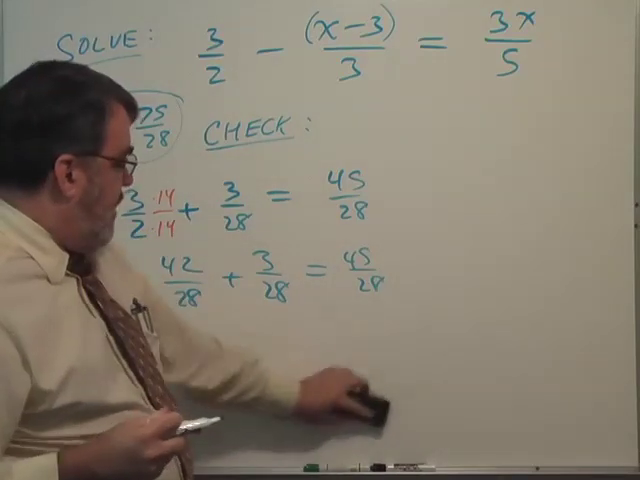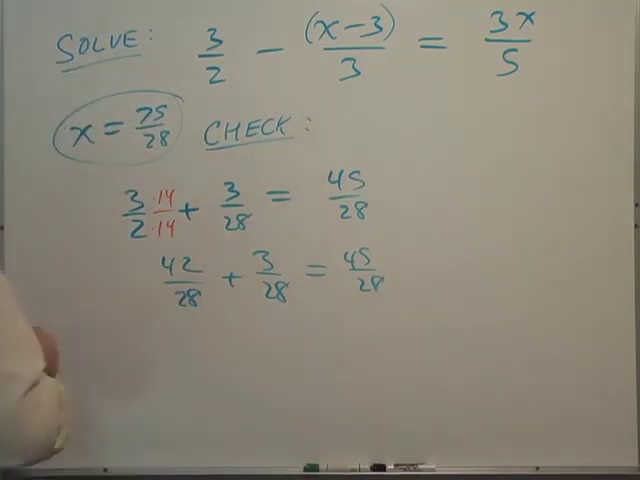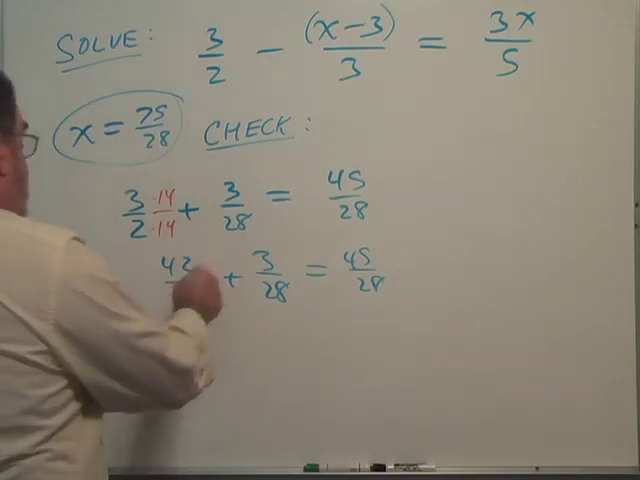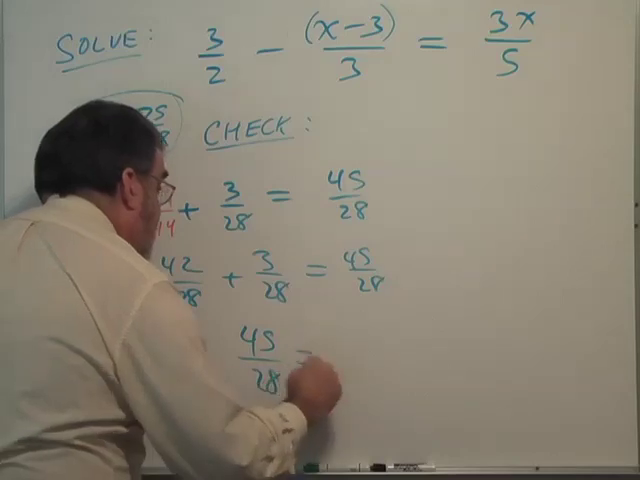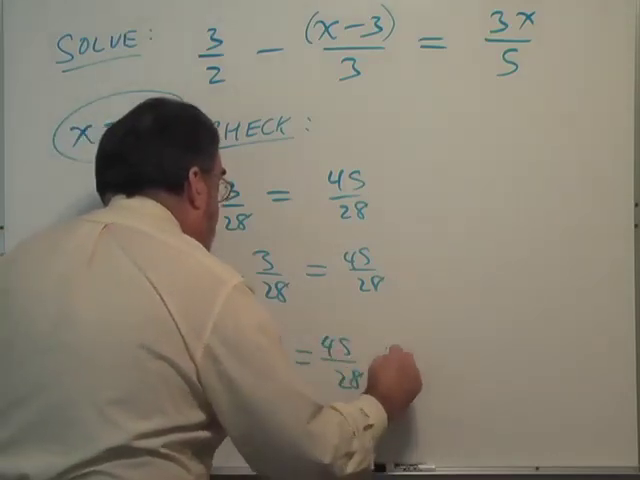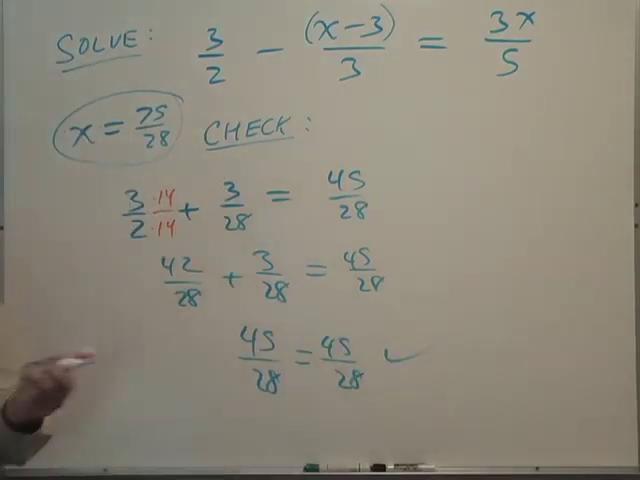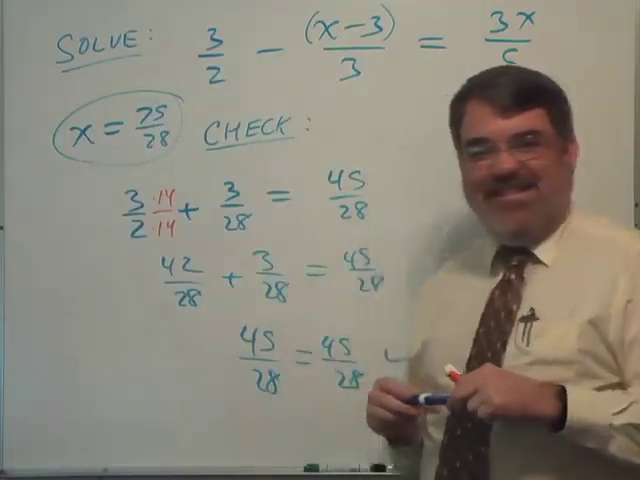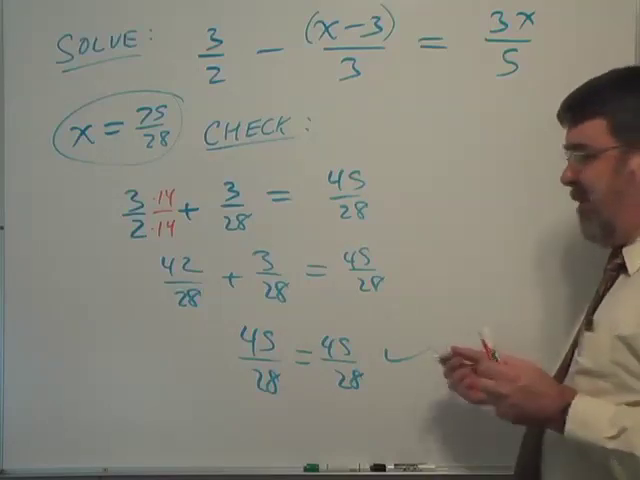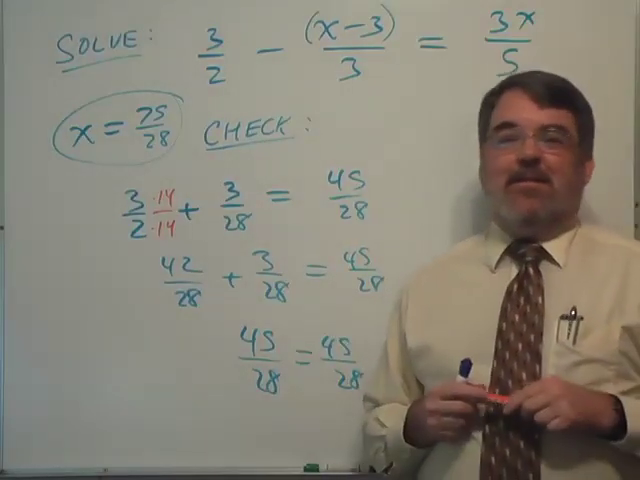And finally, we add our fractions on the left. 42 plus 3 is 45. 45/28 equals 45/28. So it checks. We got the right answer. So aren't you glad you stuck around for this? Okay. It's always a good feeling to check one of those and see that it comes out right.